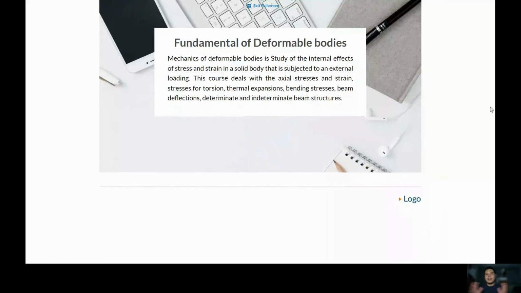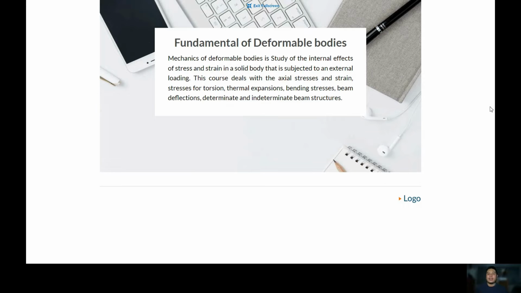Alright, so first and foremost, what is this subject all about? Allow me to share my screen first. Okay, so fundamentals of deformable bodies. Mechanics of deformable bodies is a study of the internal effects of stresses and strain in a solid body that is subjected to an external loading.